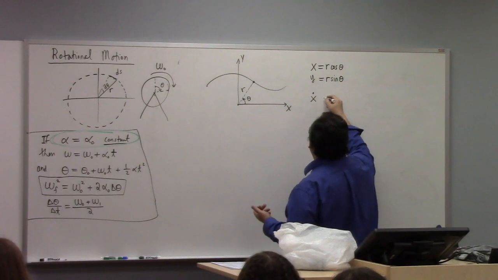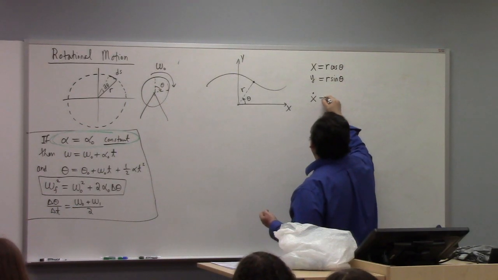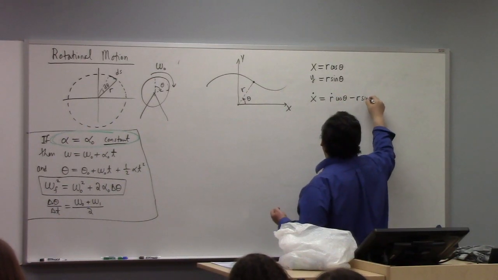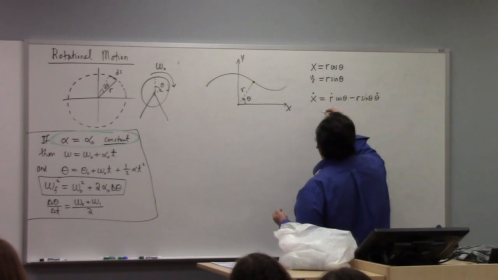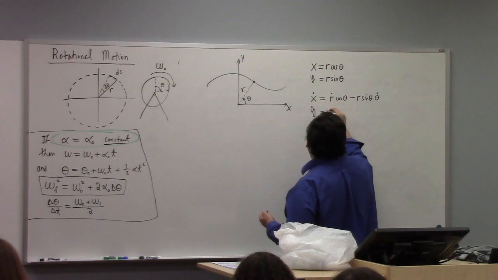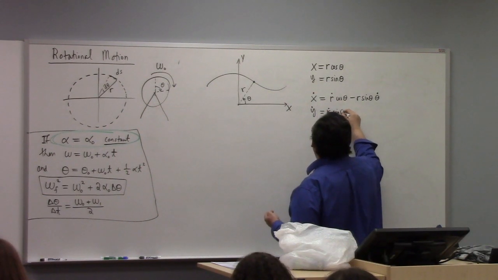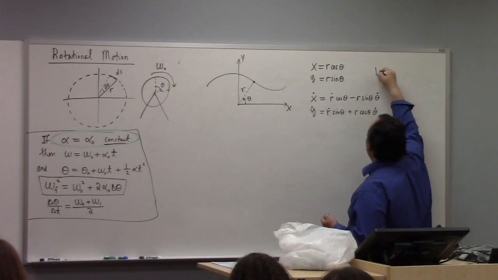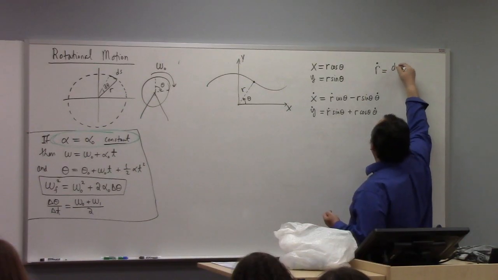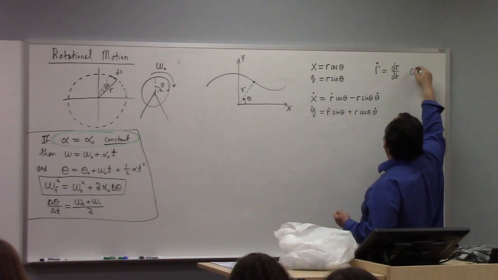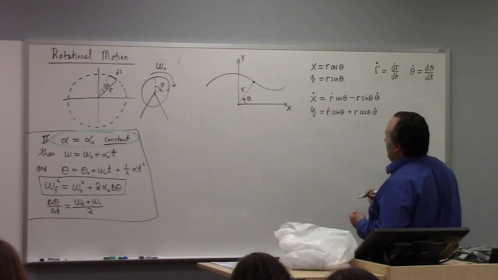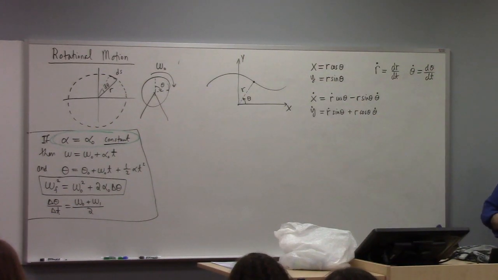But anyway, whenever you learn this, if we differentiate this, x dot is r dot cosine theta minus r sine theta, theta dot. And y dot is r dot sine theta plus r cosine theta, theta dot. If you're wondering, r dot is equal to dr dt, and theta dot is equal to d theta dt. These are just notations for time derivatives. These notations go back to Sir Isaac Newton.